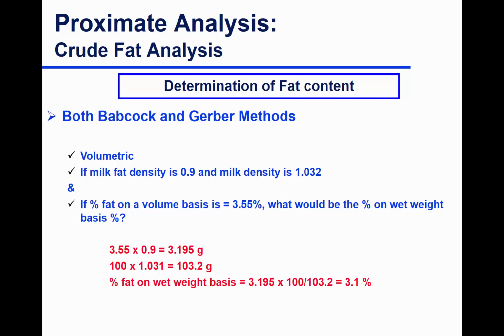So first we got, okay, don't do like I did, put the units. So this is grams per milliliter, multiplied by milliliter, you end up with grams. Same here. Then this per this times 100 will give you the percentage in grams per 100 grams on weight basis. Good?